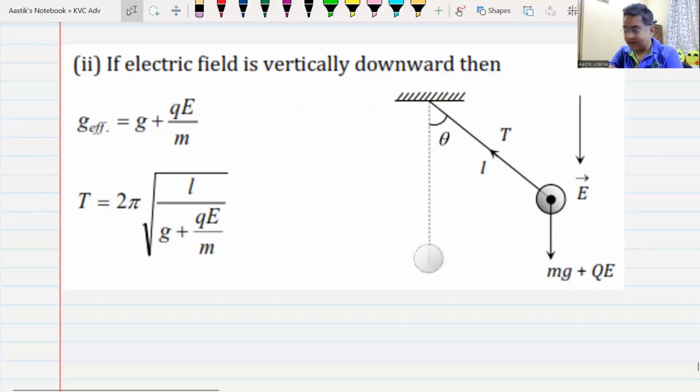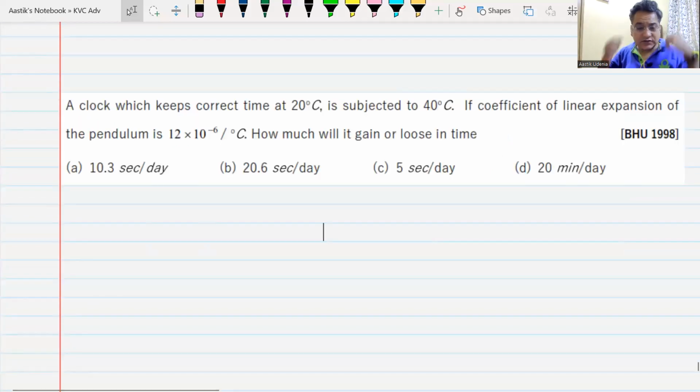We are done with this, and let us quickly now solve some questions and answers. These are the questions that you are going to get in your examination hall. So this is the first one. It is based on coefficient of expansion. I've already given you the formula. I hope you can solve this question.